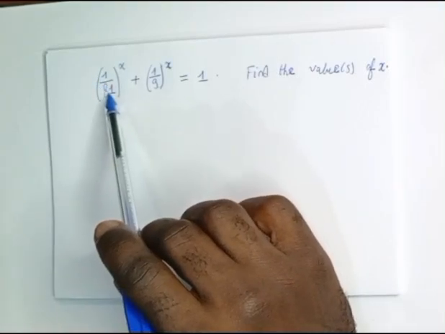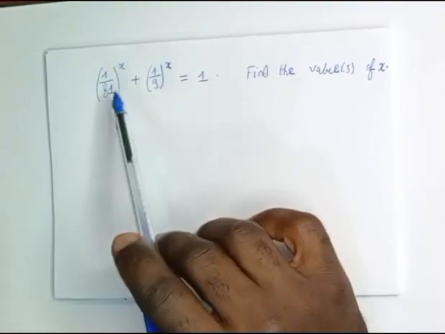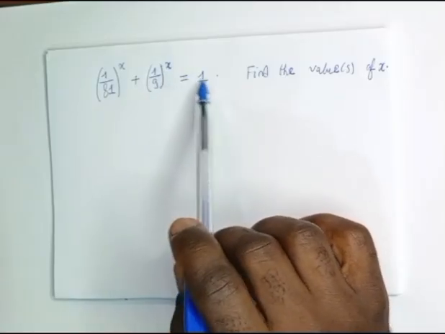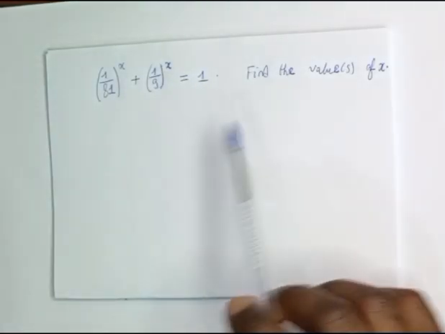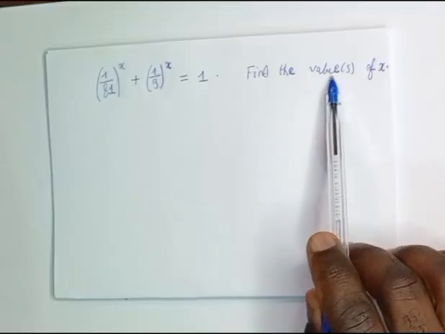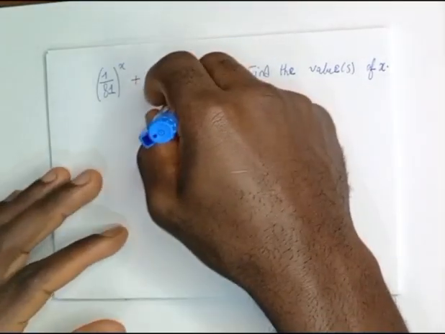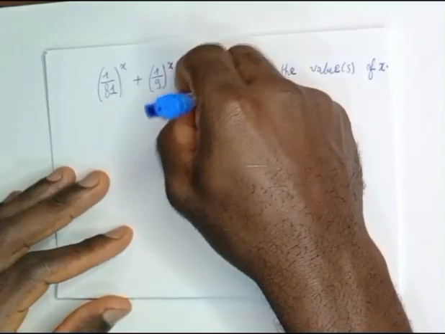1 all over 81 raised to the power x plus 1 all over 9 raised to the power x is equal to 1. Find the value or values of x. We take down the solution.